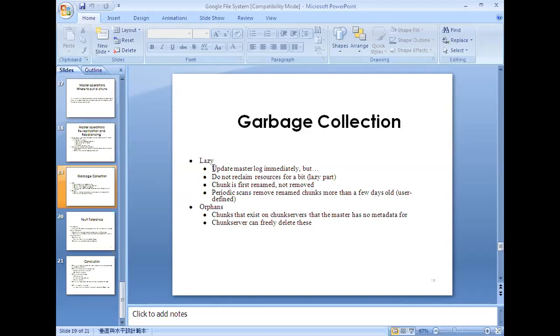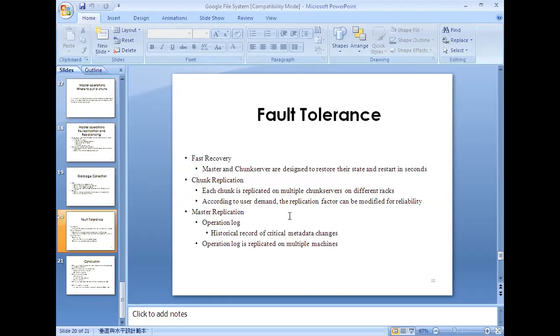Okay, garbage collection. What do you mean by garbage collection? Simply, it collects all the unnecessary or unused information which is available. So, orphan chunks, as we have discussed, and partially modified data.